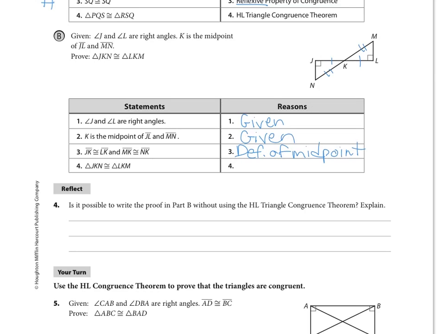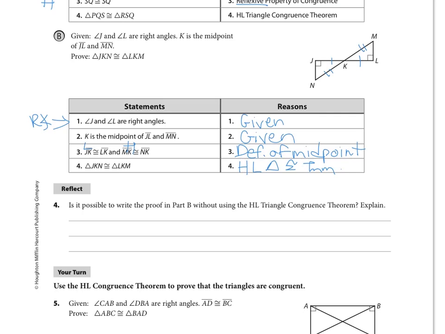So now look at what we have here. Here's our right angle. And we have JK and LK, that's our leg. And MK and NK is our hypotenuse. So now we have triangle JKN is congruent to LKM. Why? Because of the HL triangle congruence theorem.